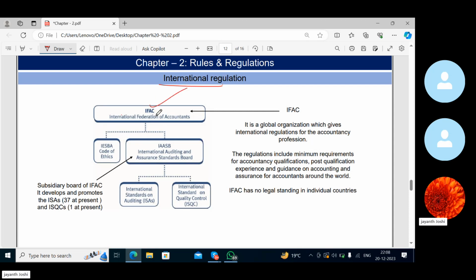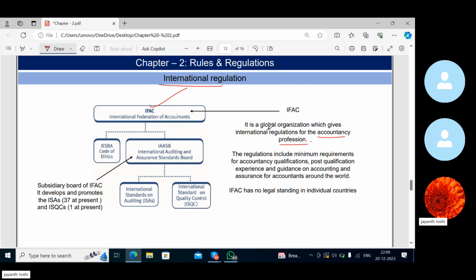IFAC, the International Federation of Accountants, has made certain regulations which auditors have to follow. In case of international auditing, it is not restricted to countries now. There are Deloitte, KPMG and other international firms operating in various countries. IFAC is a global organization which gives international regulations for the accountancy profession.